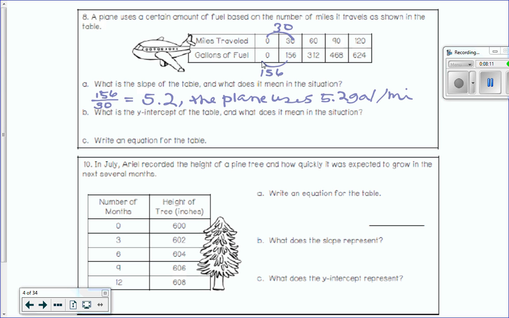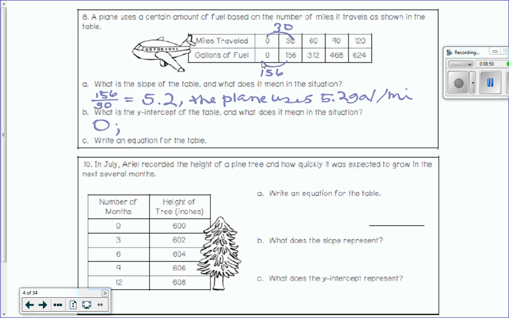What is the y-intercept of the table? 0. What does that mean? So gallons of fuel is 0, right? Miles traveled, 0. Good. But they didn't waste any fuel. They didn't start the trip. The amount of fuel they wasted for the start of the trip.